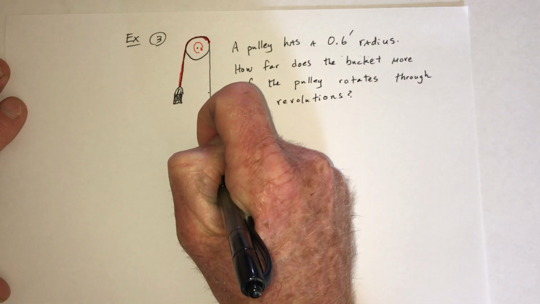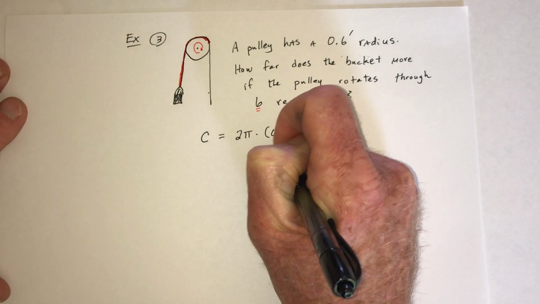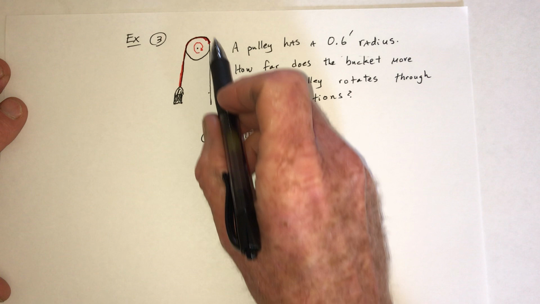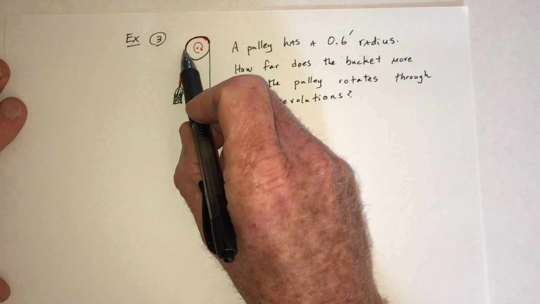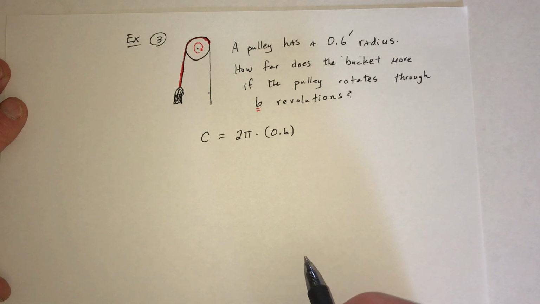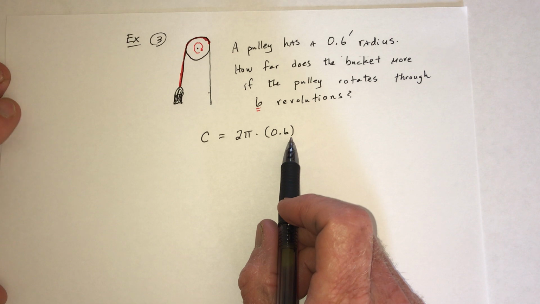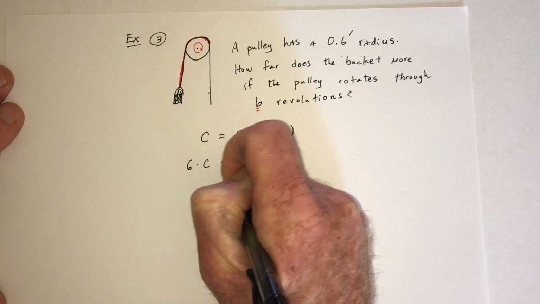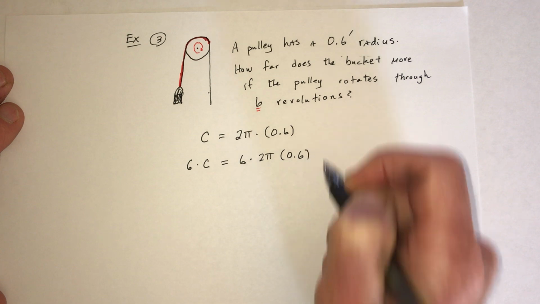Okay, since it's talking about arc length, I could use the idea that circumference is equal to 2 pi times the radius. And this means that it goes around 1 time. So as it goes around 1 time, this red part goes up here, it goes around, it drops off. The next part of the red part goes up there, it drops off, etc. So when it goes around once, that's going to be how far the bucket travels. Now do that 6 times. So multiply both sides by 6. And then that's it.